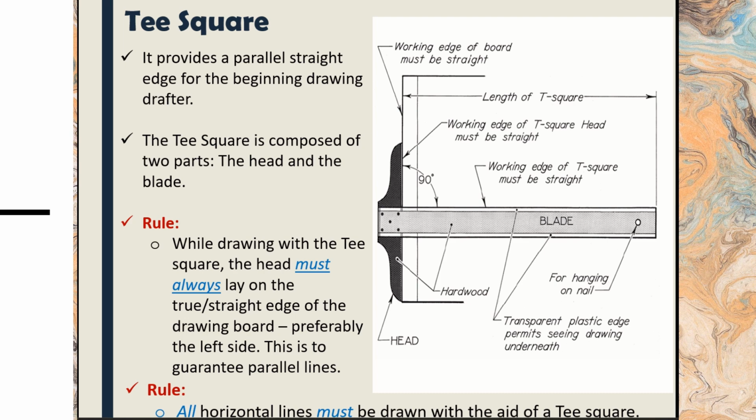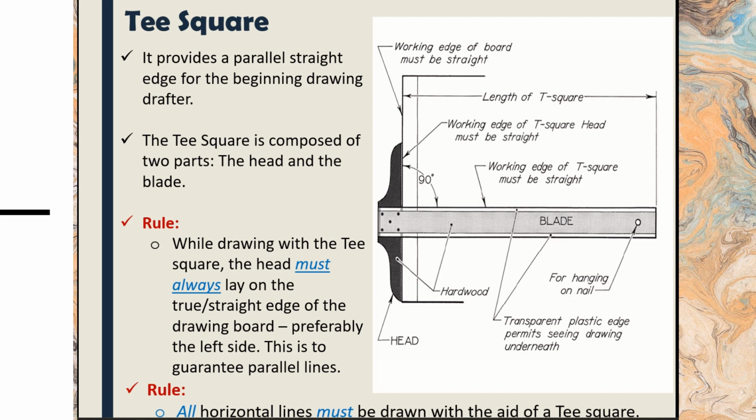All horizontal lines must be drawn with the aid of the T square. Likewise, all vertical lines are drawn with the aid of the T square and any of your set squares.